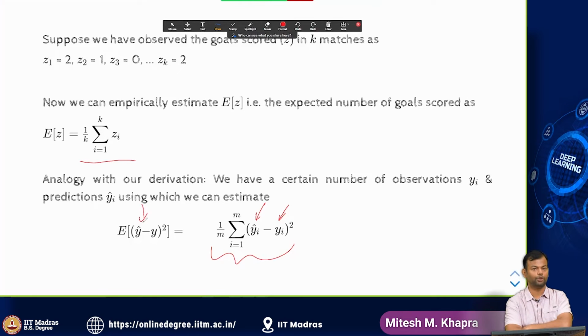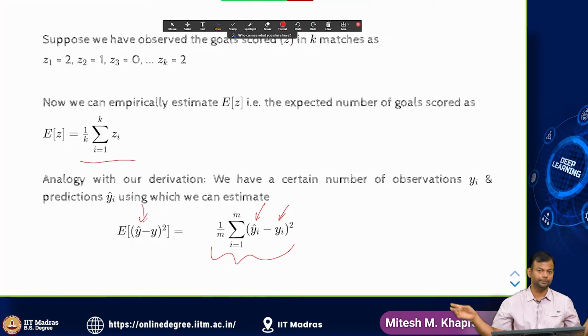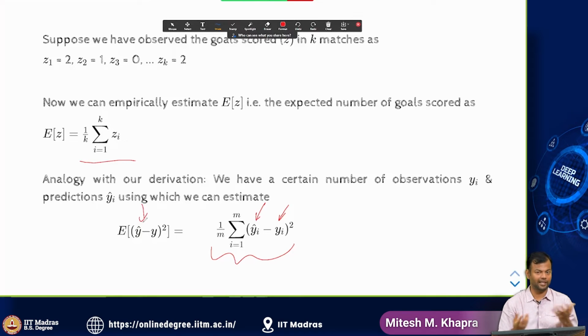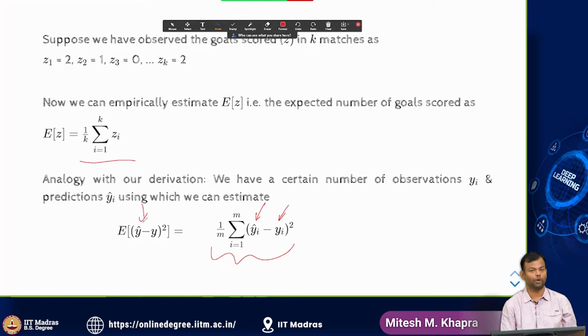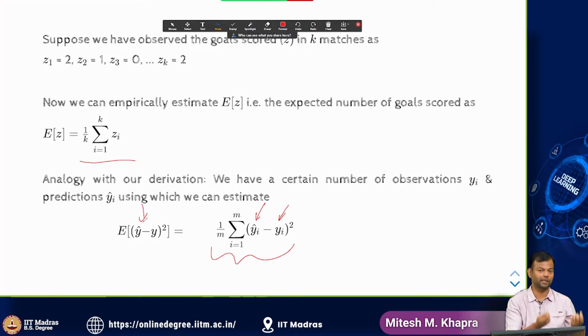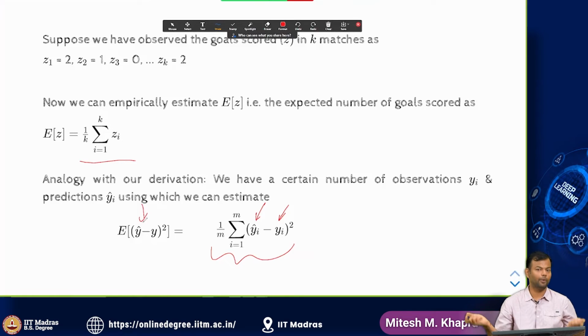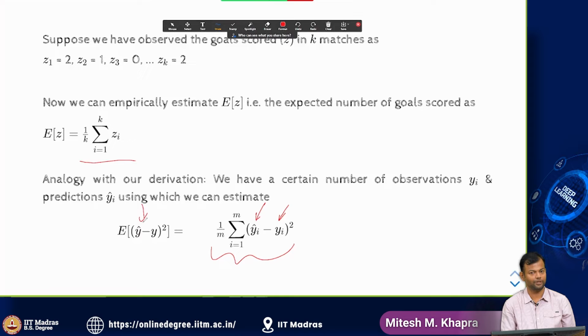I cannot really compute the true expectation, because that would mean computing it over all possible x's that I can get, and that is not possible to do. For all the possible x's, I need to compute the y hats and also know the true y, but if I already knew the true y for all possible x's, then there is nothing to estimate. So, I just have a small sample of reasonable size.